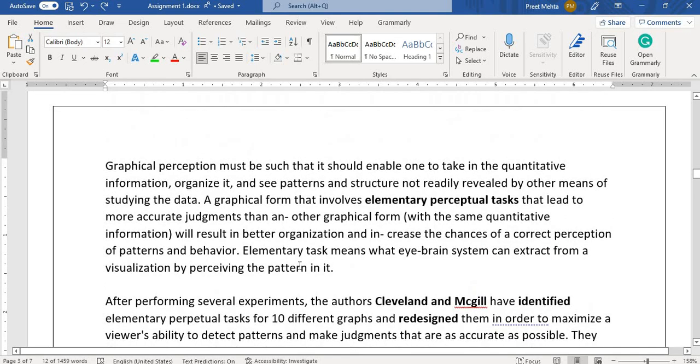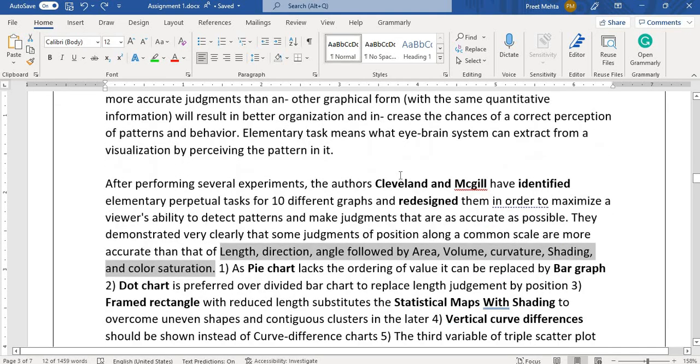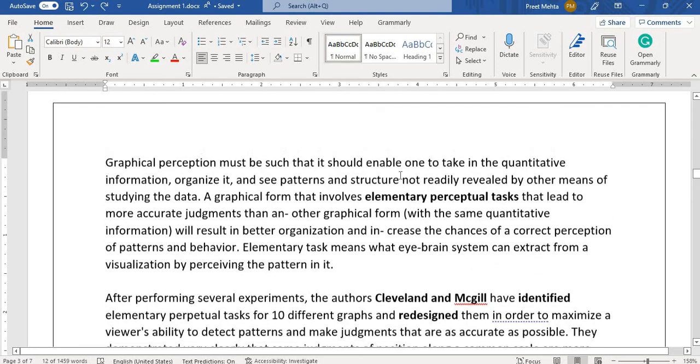So yeah, that is all about the stuff that the author explained in this research paper. Thank you.